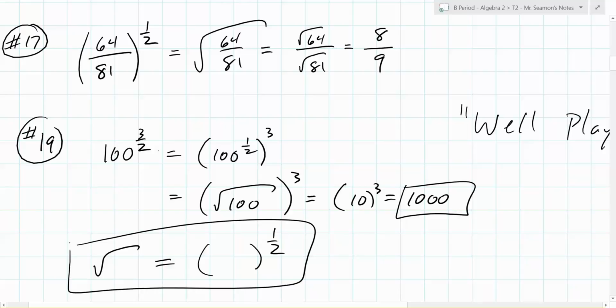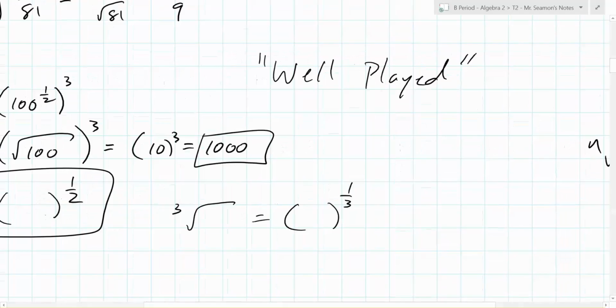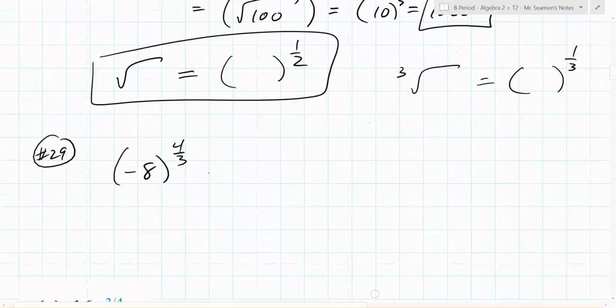That's what that means. Cube root, what does cube root mean? What you did from 100 to the 1/2. Yeah, exactly. The thing you have to remember is the nth root of a is equal to a to the 1 over n. Yes. So this is going to be -8 to the 1/3 to the 4th. So that's the cube root of -8.